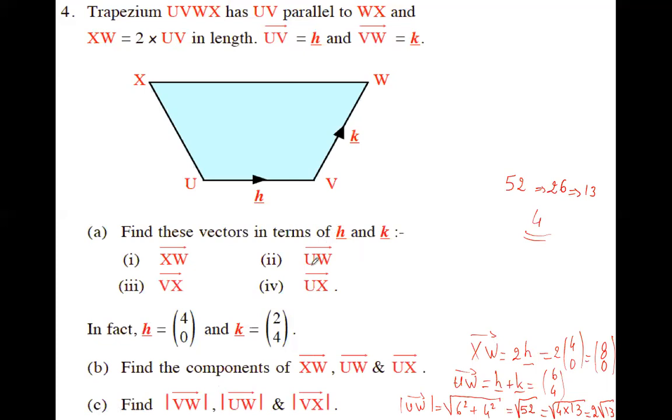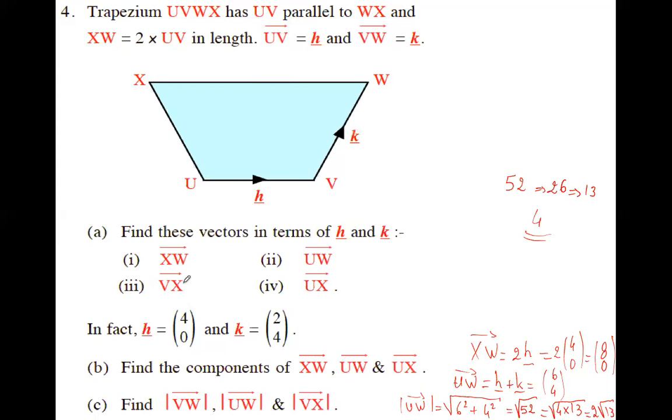The next one was UW. So UW, to go from U to W, we're going to use this path here. I'm going to go from U to V, which is H, and from V to W, which is K. Because they've asked us to express it in terms of H and K, UW is just H going the same way, positive H plus positive K. So you just write H plus K.